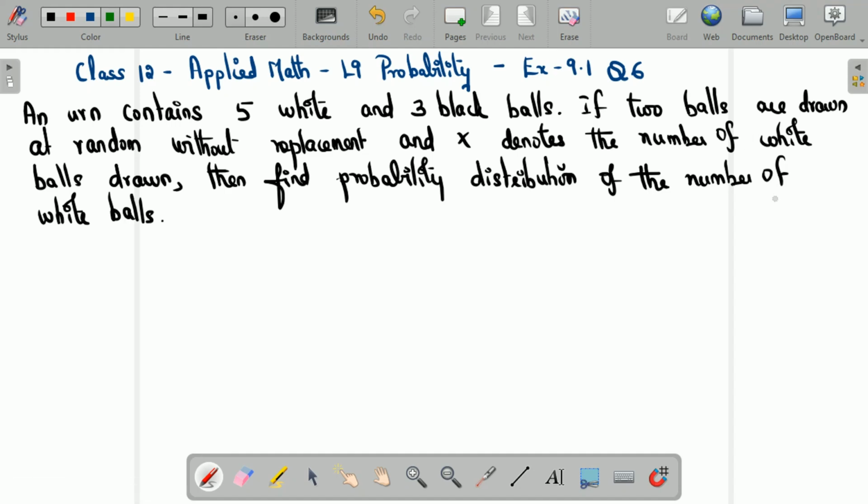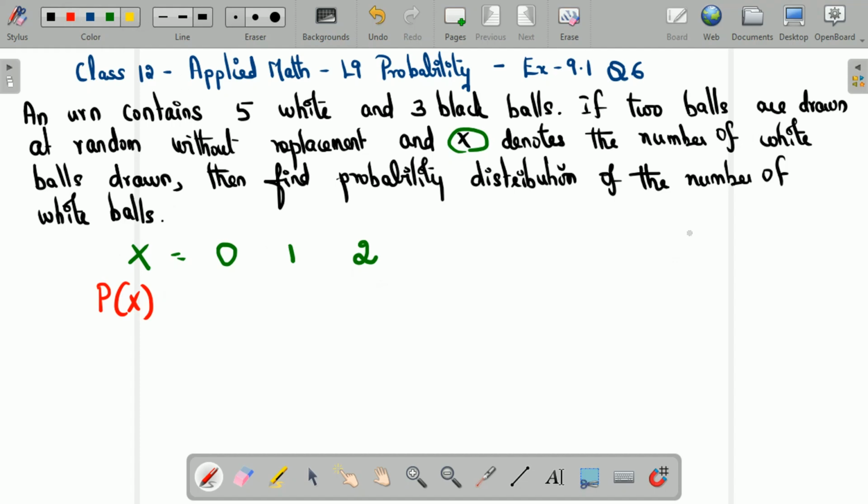See, 2 balls are drawn and x is going to denote the number of white balls. So what are the possible values x can take? In the 2 balls, there need not be even a single white ball. So x can possibly take the value of 0. There can be 1 white ball or they both can be white balls. So x values will be 0, 1 and 2. Now you need to calculate the probability for x in each of these cases.